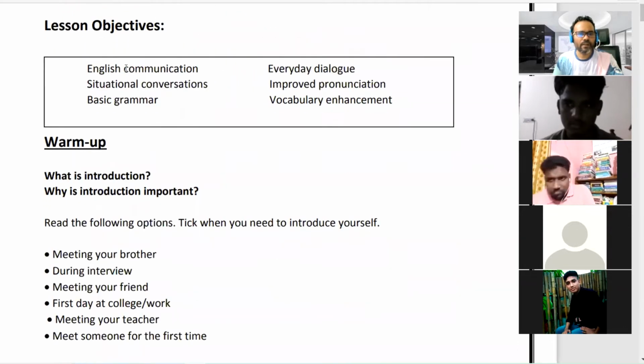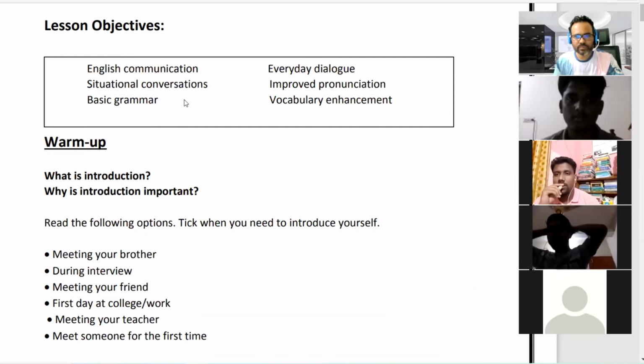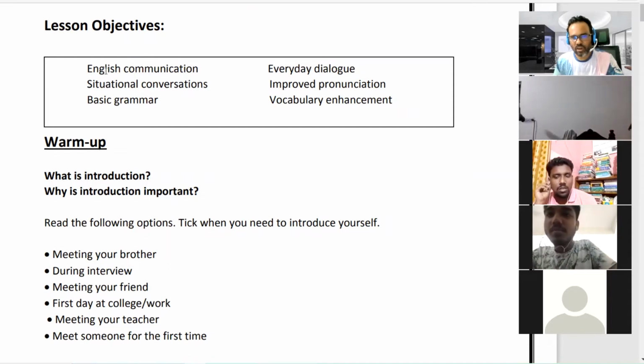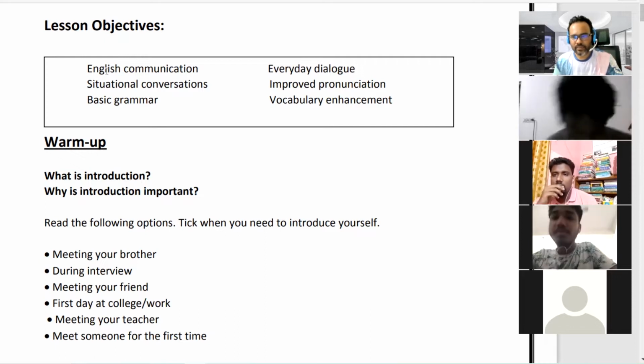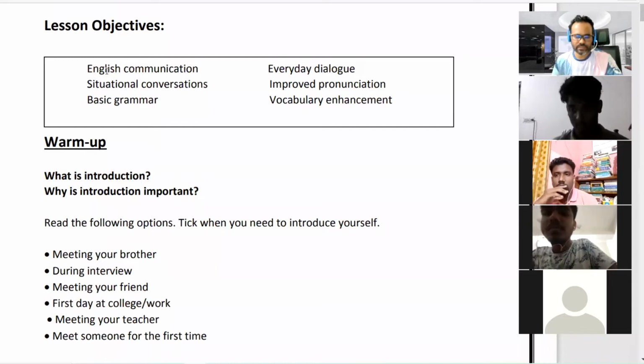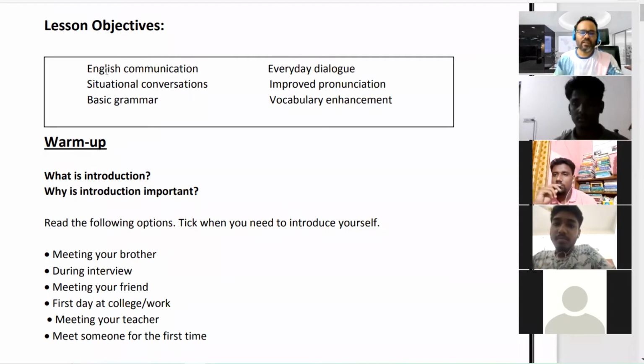It will take time. Our lesson objective is English communication: situational conversation, basic grammar, everyday dialogue, improved pronunciation, vocabulary enhancement. We will focus on all these things not directly but indirectly, passively. This is called acquisition, actually, not directly learning. All the time we will be speaking English and we will get some correction. Now you do not need to focus on correction. Now you need to focus on speaking. So just talk, okay.